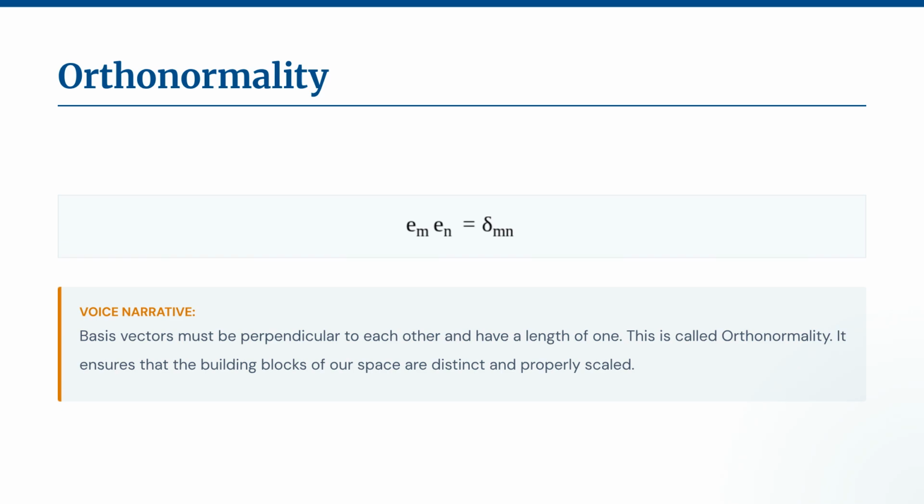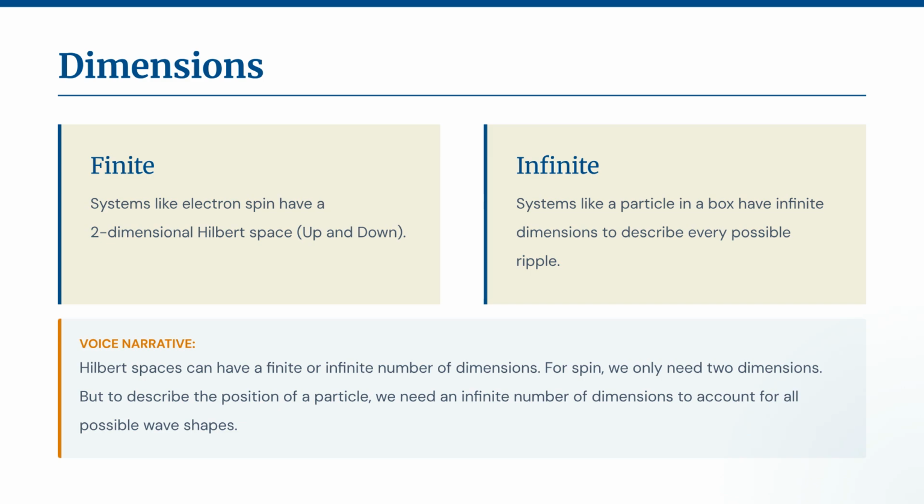Basis vectors must be perpendicular to each other and have a length of 1. This is called orthonormality. It ensures that the building blocks of our space are distinct and properly scaled. Hilbert spaces can have a finite or infinite number of dimensions. For spin, we only need 2 dimensions.